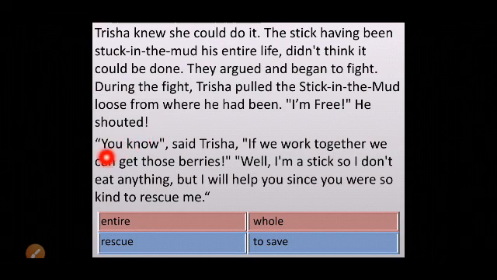You know, said Trisha, if we work together, we can get those berries. Well, I am a stick, so I don't eat anything. But I will help you since you were so kind to rescue me. What happened? The stick said to Trisha that if we can work together, we can get those berries. Although stick is a non-living thing, so stick doesn't eat anything, right? But Stick was ready to help Trisha because Trisha was so kind to him, right? Trisha saved his life. So what does rescue mean? To save, okay?